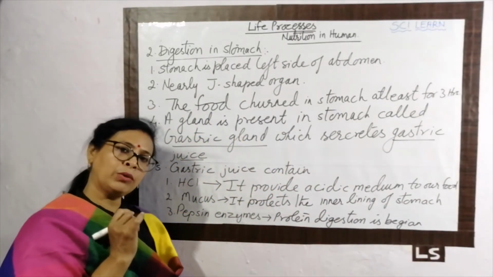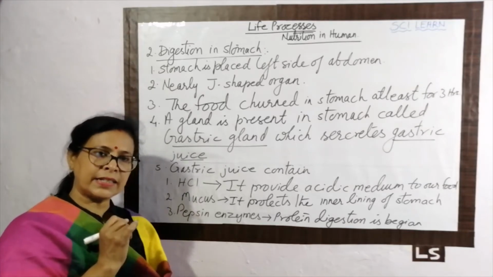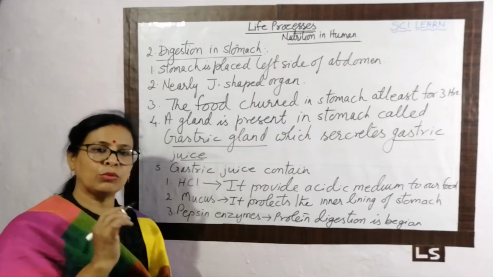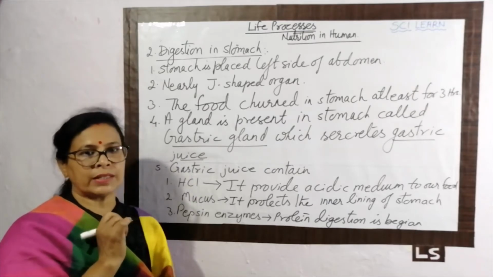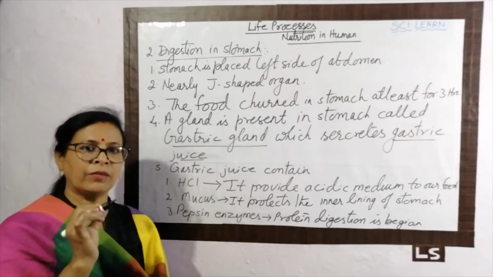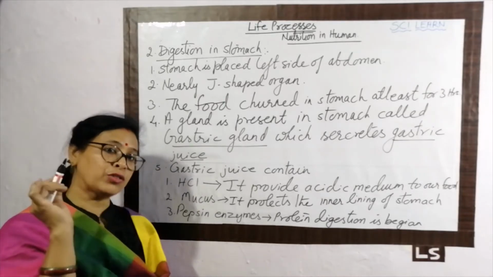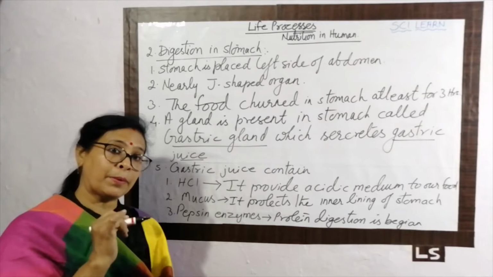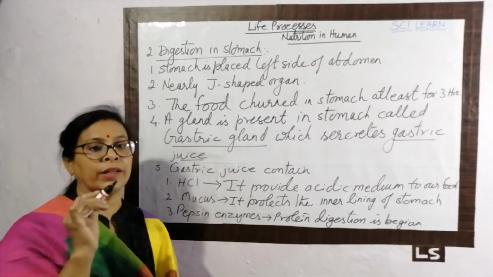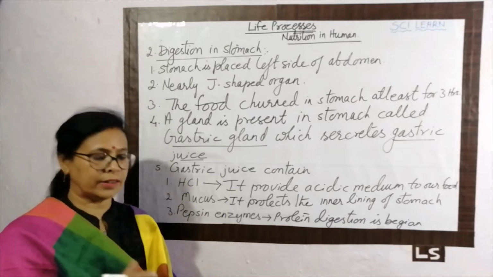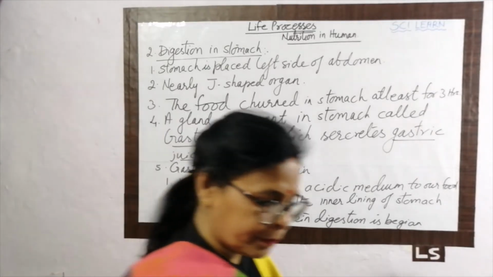Now what happened in the mouth? The food is partially digested, sent down through the esophagus by a movement called peristaltic movement, and then the food reaches the stomach. Here gastric juice is present. In the mouth the digestion of carbohydrate begins. What happened in the stomach? Digestion of protein begins here. Then this partially digested food enters the small intestine.